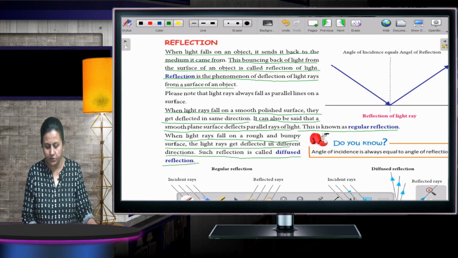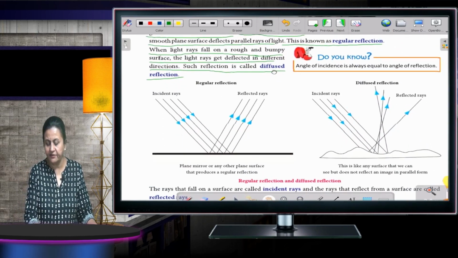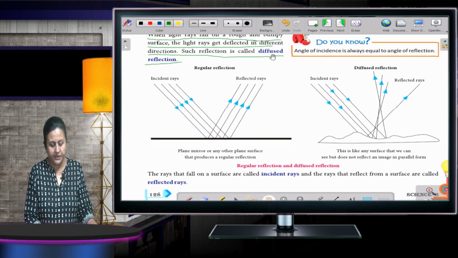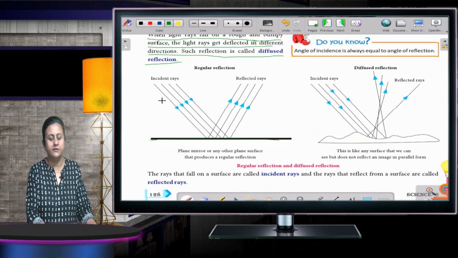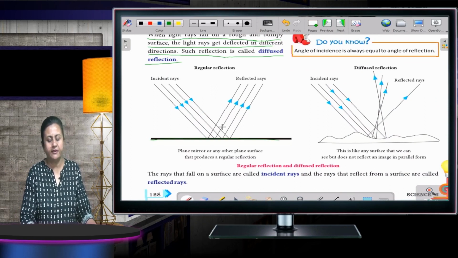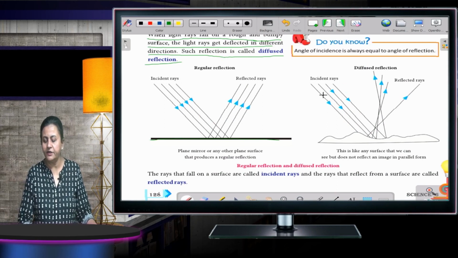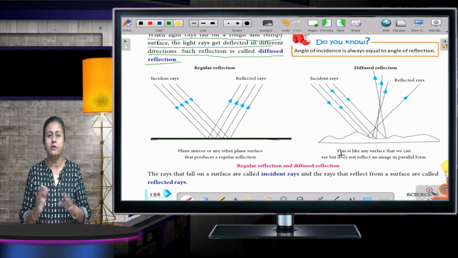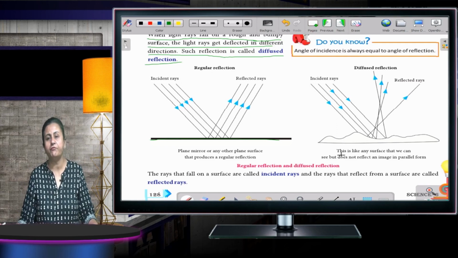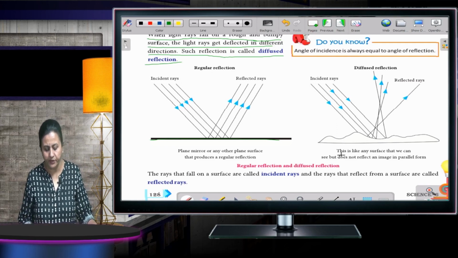Here you can see on your screens also, this diagram. In case the object has a plane surface, the incident ray and reflected ray would be parallel. But in case the surface is not smooth, it is all rough, the incident ray and the reflected ray would have a diffuse reflection. They won't be parallel.